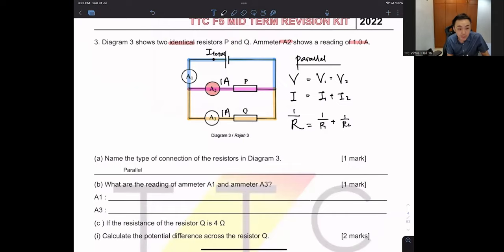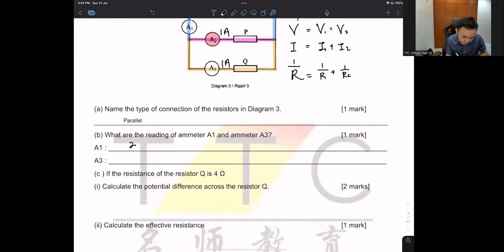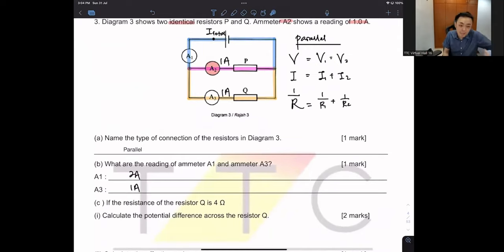But what about A1 value? What about A1 value? Look, your total is A1 plus A2, right? This one total until here separate, 1. So before you separate, should be 2. So A1, right? 2 ampere. This one should be 1 ampere. No need to calculate one. You see 1 marks on it, they give you. It's a straightforward question. They want you to understand. They want you to remember about the relationship. Okay?